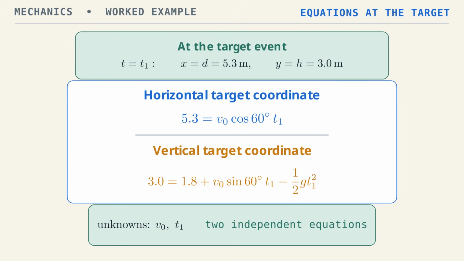Thus 5.3 and 3.0 come from the target coordinates, 1.8 comes from the release height, sine and cosine come from the velocity triangle, and the gravity term comes from ay equals negative g. The two unknowns are v0 and t1. Two independent component equations mean the setup is complete.